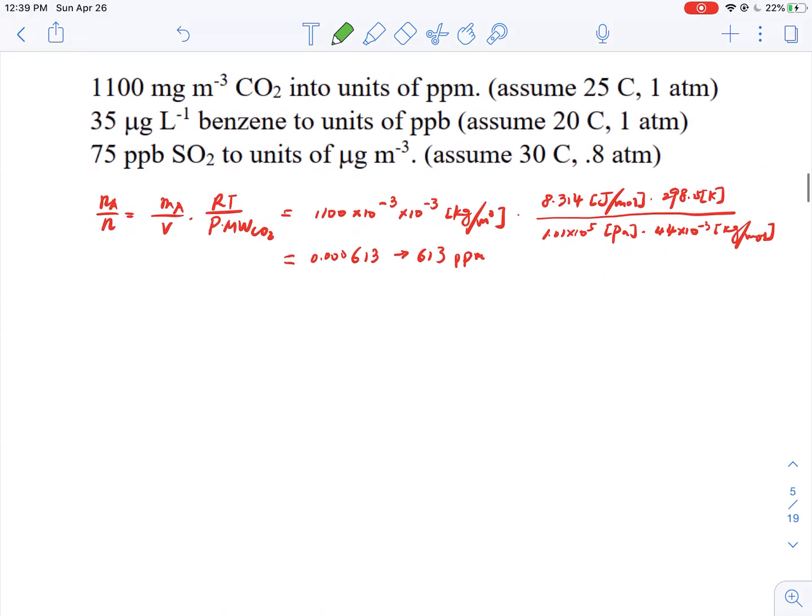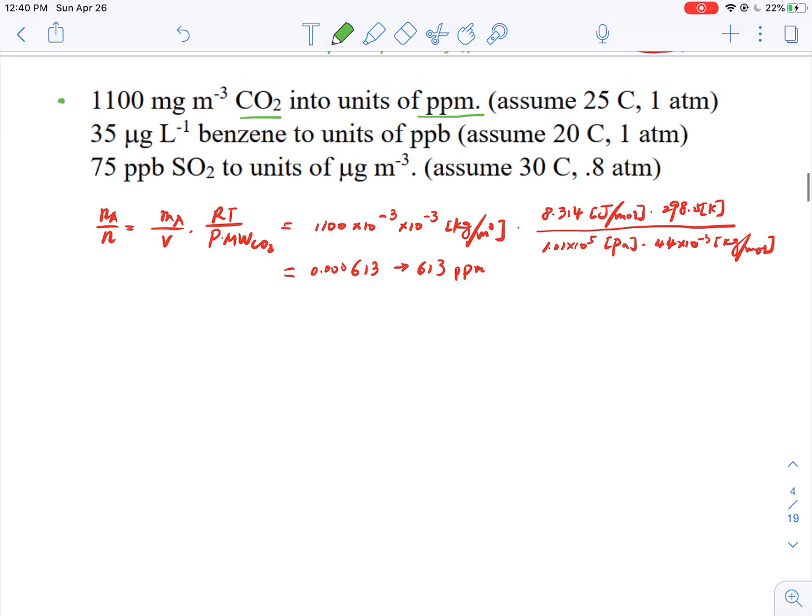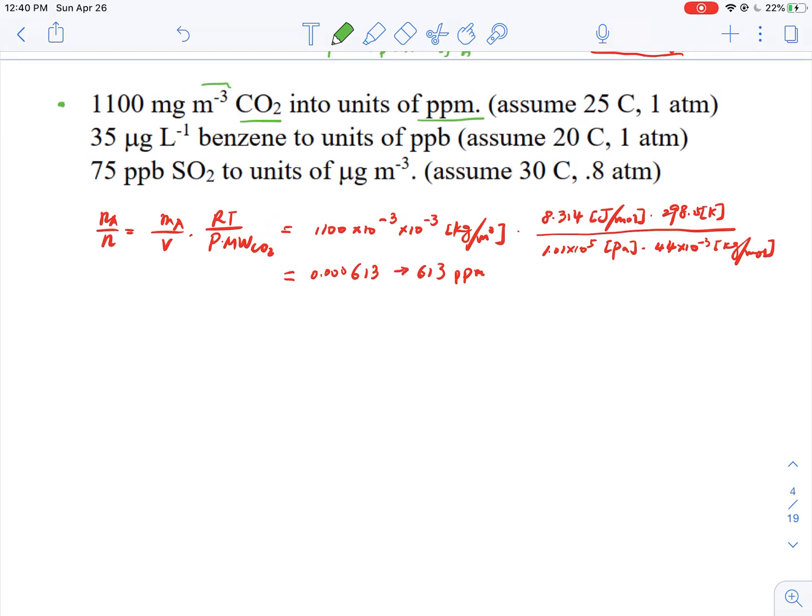So here, I have three problems. Let's just look at the first one, and the other two will be your homework problems. This problem wants to convert 1100 milligram per cubic meter of carbon dioxide into the units of ppm. So just by looking at these units, what are we trying to do here? The unit here is milligram per cubic meter, which means that this is mass concentration, right?